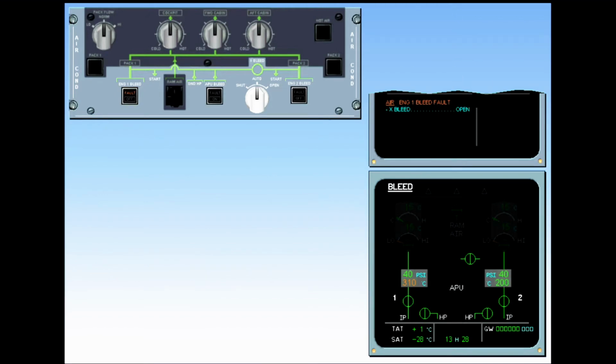The bleed monitoring computer detects the overheat and automatically closes the bleed valve to protect the system. With the valve closed, the bleed pressure falls to 0 and the temperature decreases. The engine 1 bleed system is no longer available.